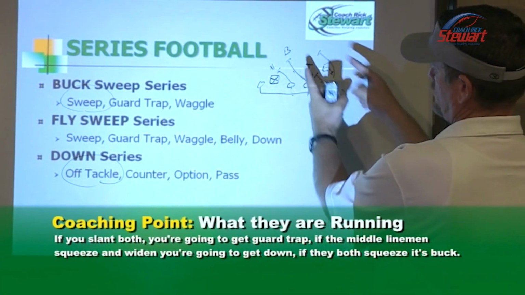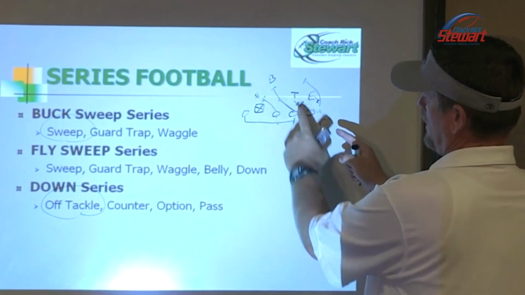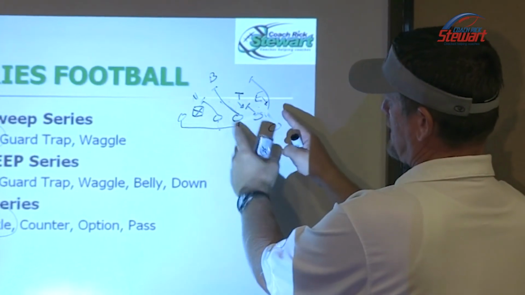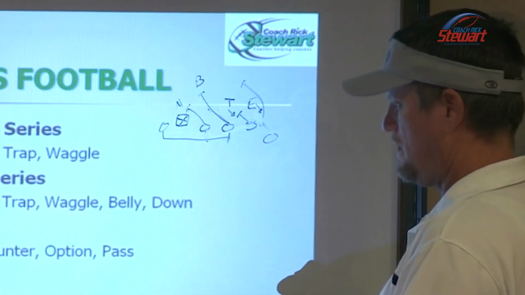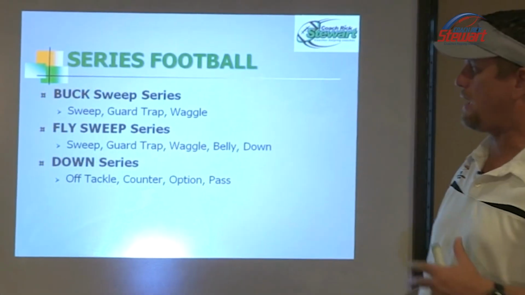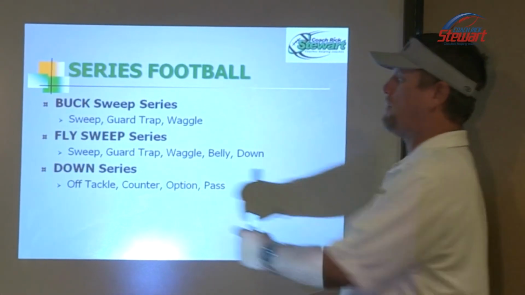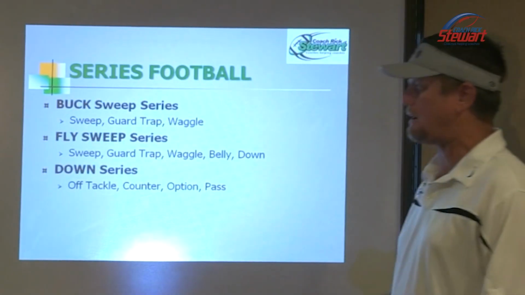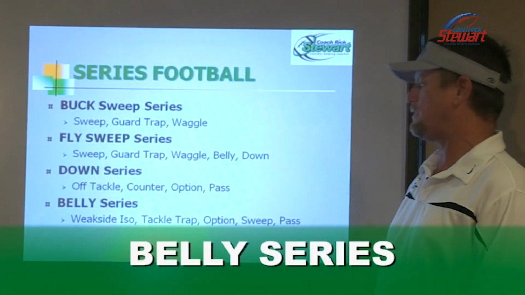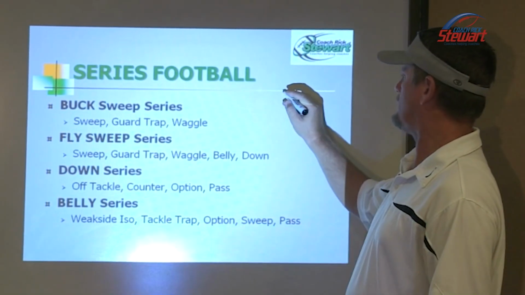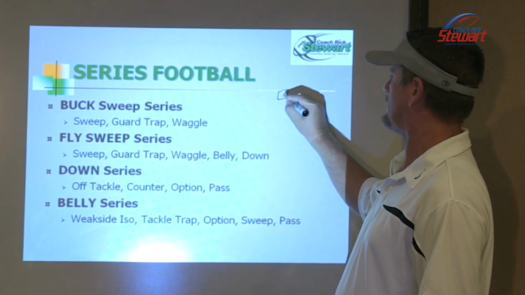So if you slant both, you're going to get guard trap. If he squeezes and he widens, you're going to get down. If they both squeeze, you're going to get buck. Okay, so that's all the plays off tackle, although buck sweep can be run to the weak side also. The belly series tends to be the weak side, and has the most plays.